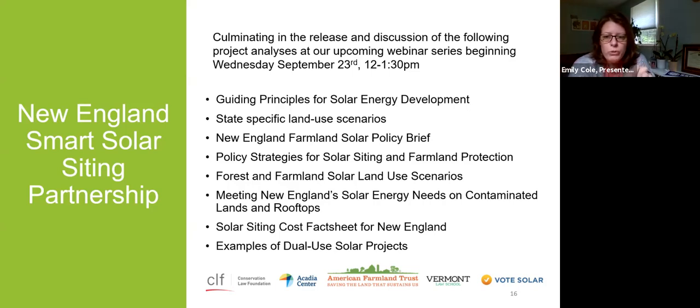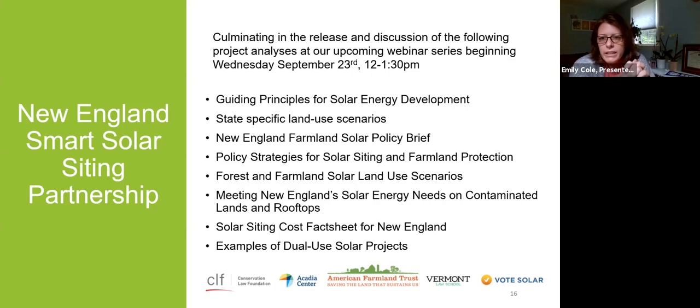That includes principles for solar energy development, and state-specific land use scenarios. We've actually looked at what brownfields are available, what farmland is there, what forest land is there, and tried to be very careful about setting up some scenarios that could meet energy needs. We looked at a comparison across the states of what their policies are. We developed our own set of policy strategies for review from states. We looked at both contaminated land use scenarios and forest and farmland use scenarios. And then we've also done an investigation into what the costs of these are.